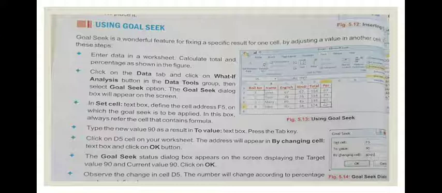Type the new value 90 as a result into Value text box, then press the Tab key. Click on D5 cell on your worksheet. The address will appear in By Changing Cell text box and click on OK button. The Goal Seek Status dialog box appears on the screen, displaying the target value 90 and current value 90. Then click on OK button. Observe the change in cell D5. The number will change according to the percentage which you have defined.